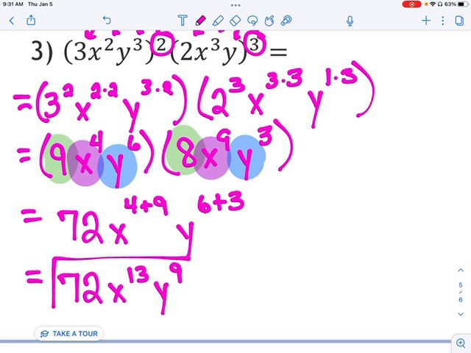And that is how we do powers of a power and product of powers combined together, but also how we break each rule down separately.